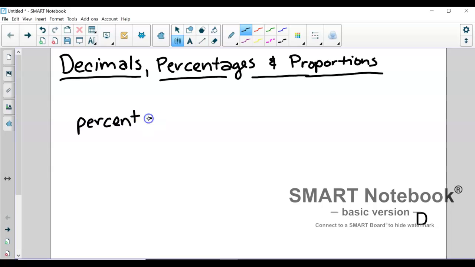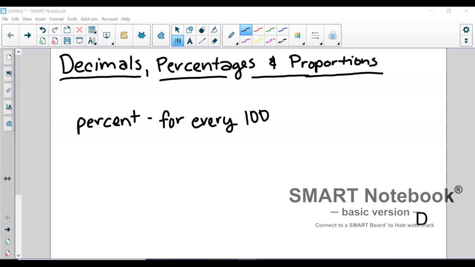So we can think of the word percent as meaning for every 100. So what we've got to worry about today is we need to learn about changing from a decimal to a percent to a fraction or a proportion here.